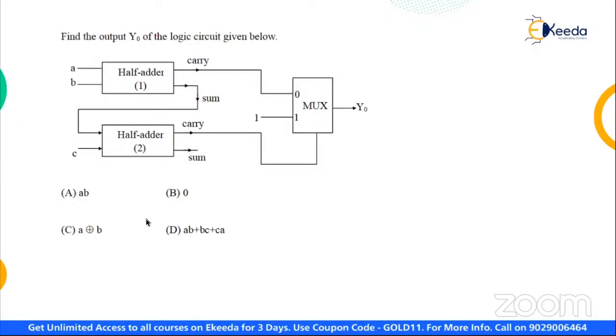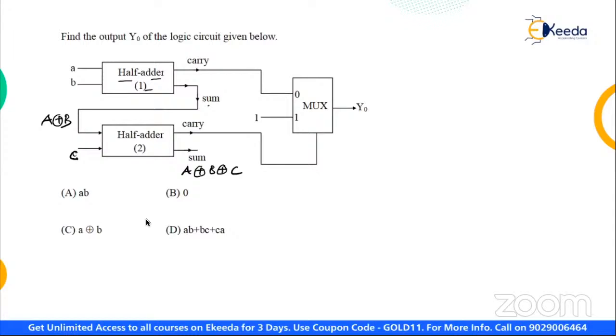Find output Y0 for the given circuit below. So what you have is a half adder and then blah, blah, blah. Okay, let me just go for it. So what do you get over here? Since they say it is a half adder, guys, you will get a sum here that is nothing but A XOR with B. And later on, what is applied here, C. So what do you get? Sum over here is definitely A XOR B XOR C, 100%.